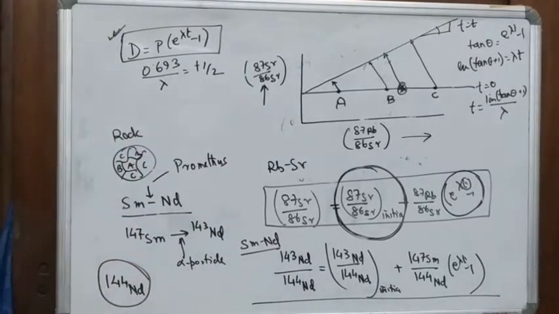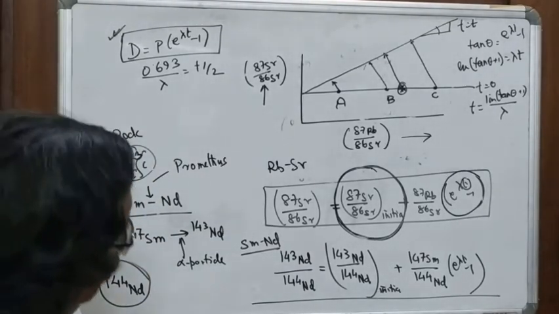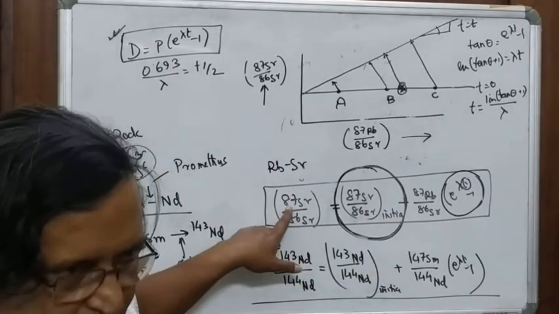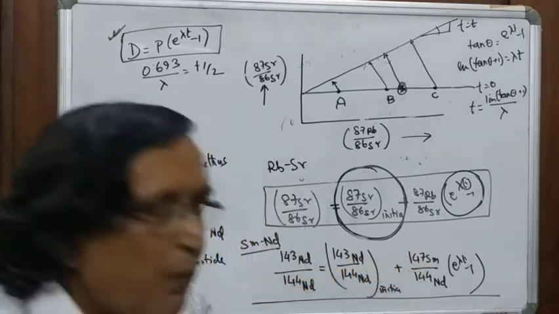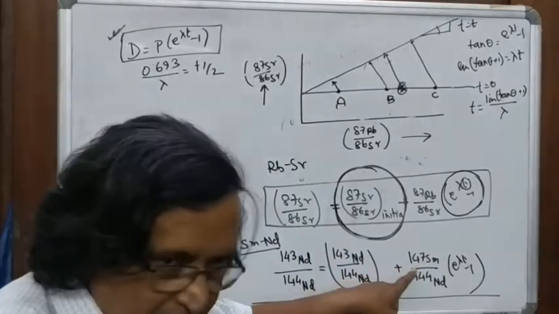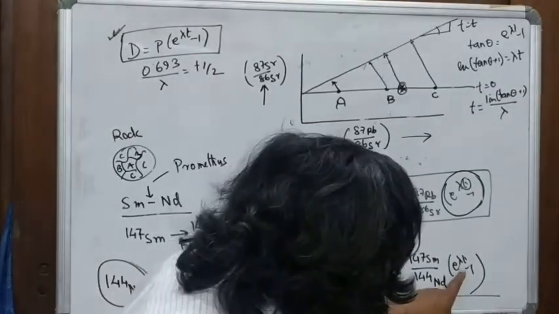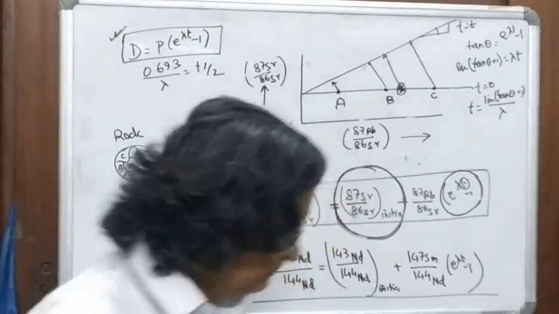The only important thing that you should remember at this point of time is that over time 87 rubidium decreases and 87 strontium increases. Here 147 samarium, which is the parent, decreases and 143 neodymium increases. And time t is the elapsed time for all.